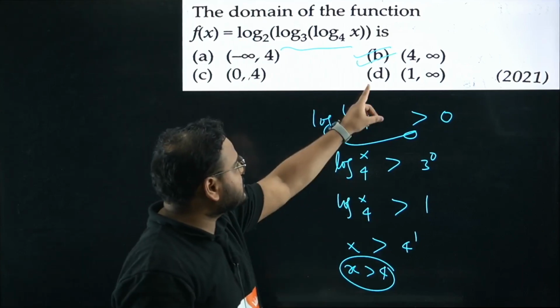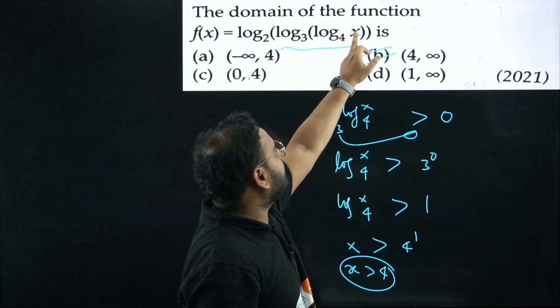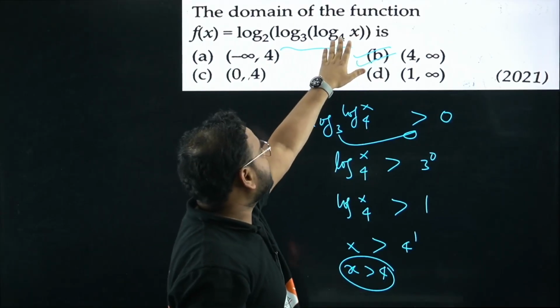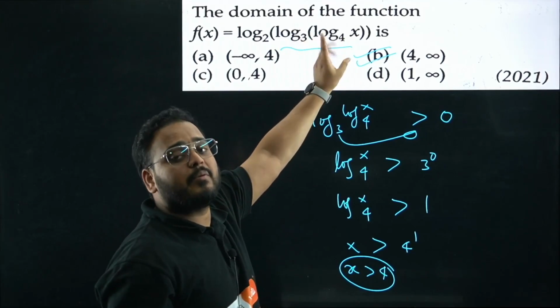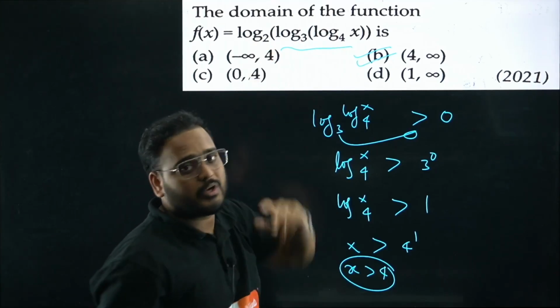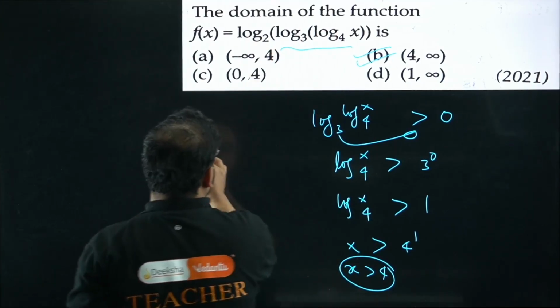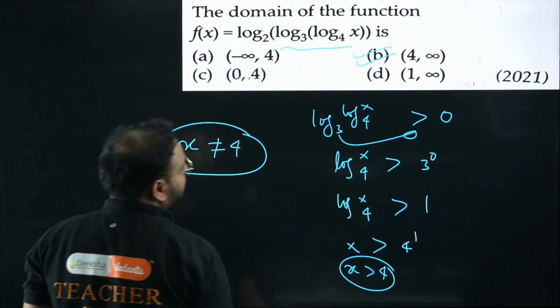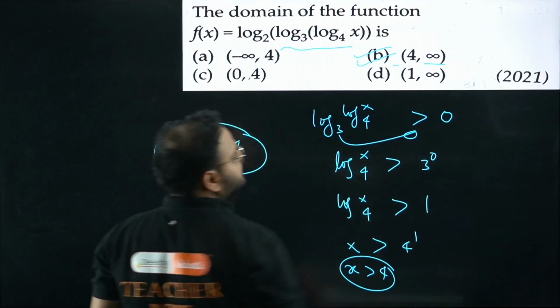Why not equal to 4, sir? If you take equal to 4, what will happen? It will become log 4 to base 4, which becomes 1. You will have log 1 with the base 3, which is 0. Now, can you find log of 0? You cannot. So we cannot take x equal to 4. X is not equal to 4. Understand this. That's why 4 is open over here. 4 open to infinity. Please check.